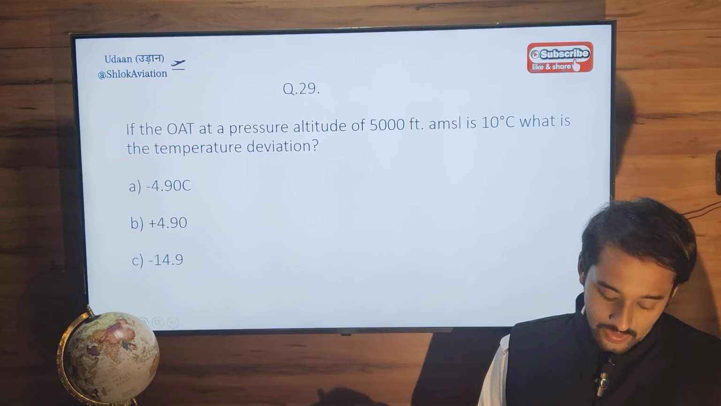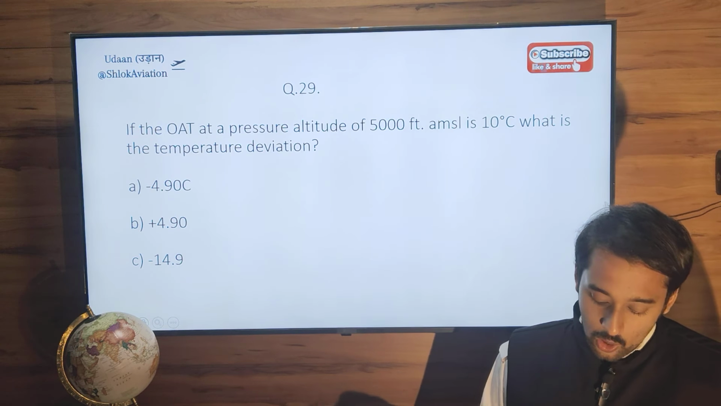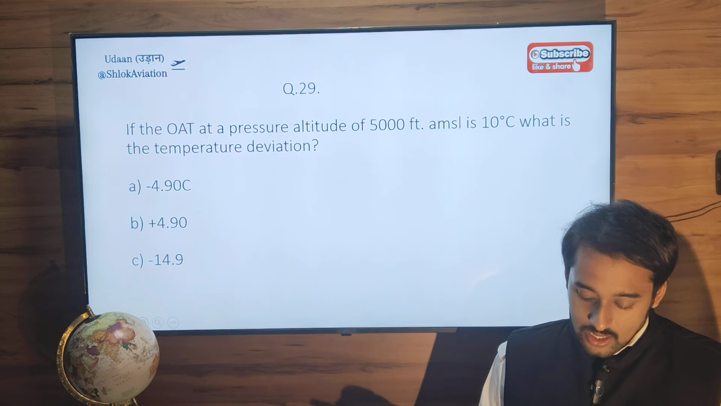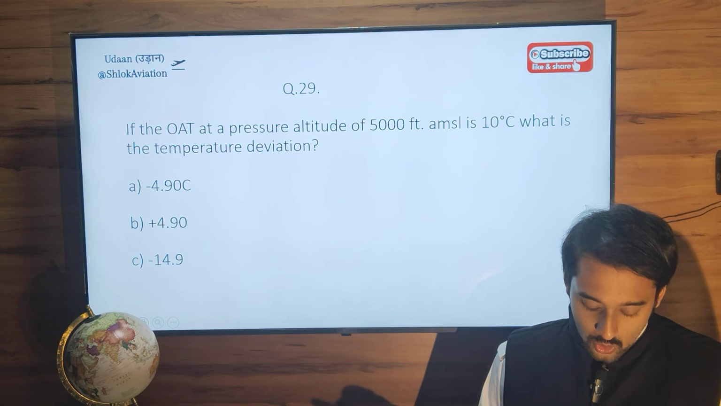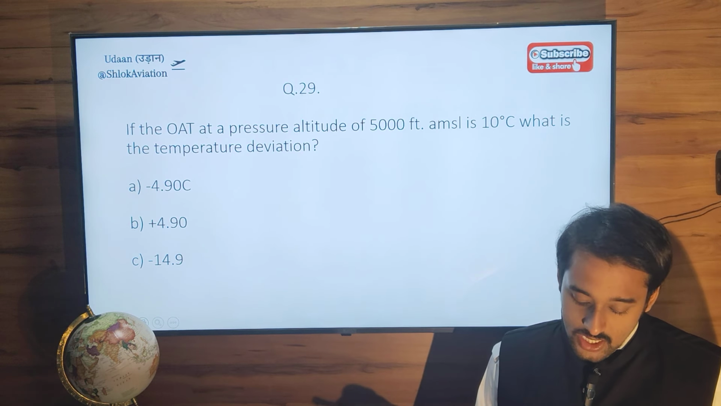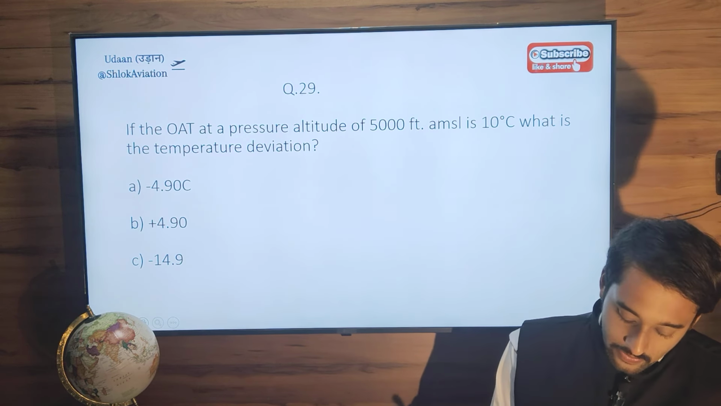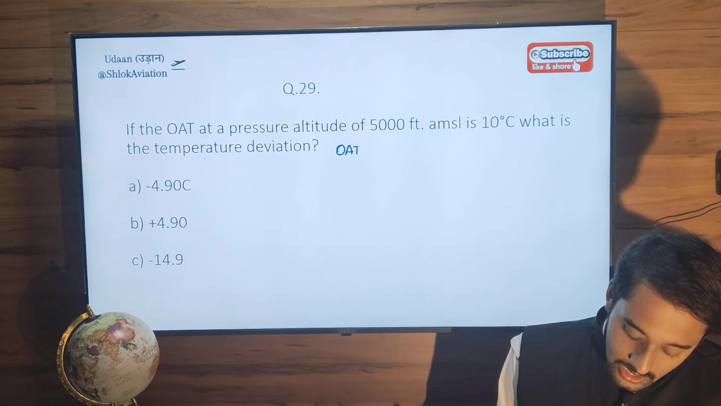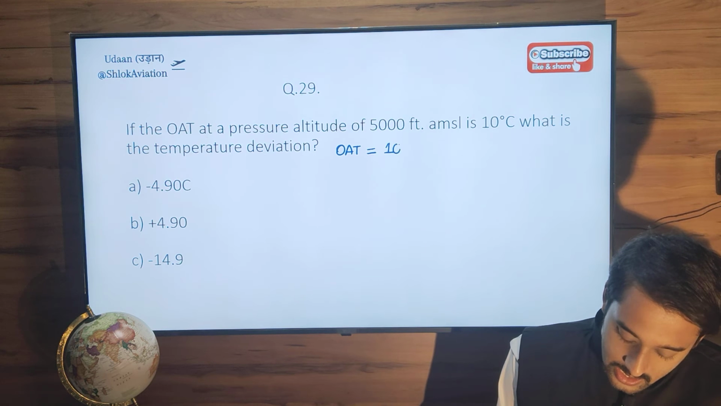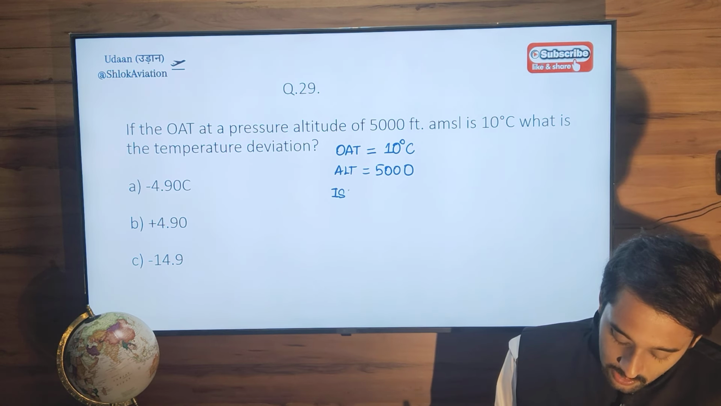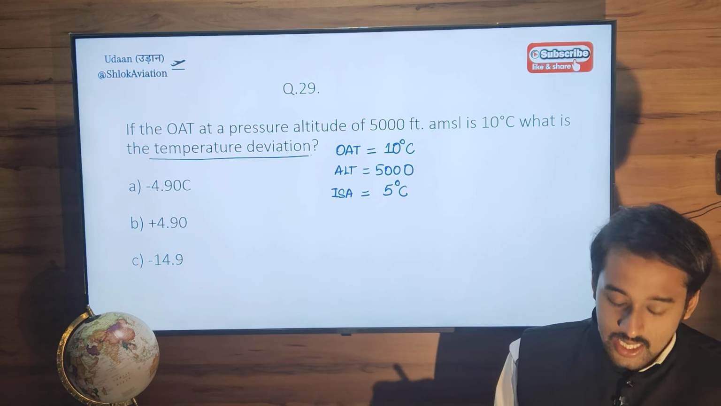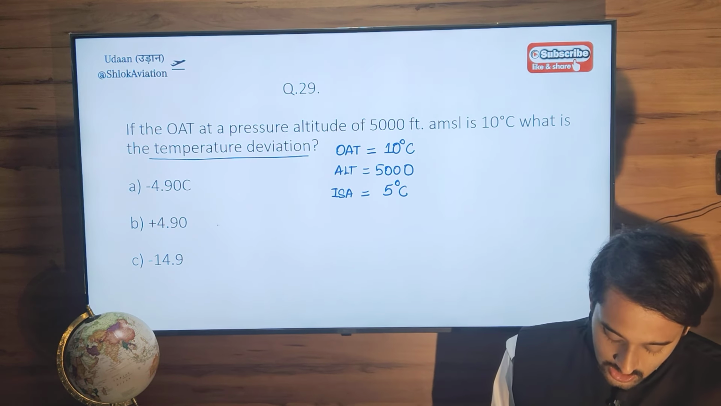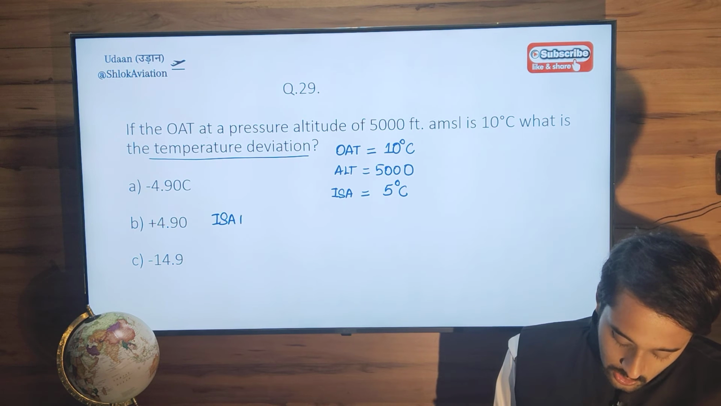Question 29. If outside air temperature at an altitude of 5,000 feet is 10 degrees Celsius, what is the temperature deviation? So outside air temperature, or current temperature, is 10 degrees Celsius. Altitude is how much? 5,000 feet. ISA temperature at 5,000 feet is 5 degrees Celsius. So we are asked ISA temperature deviation.